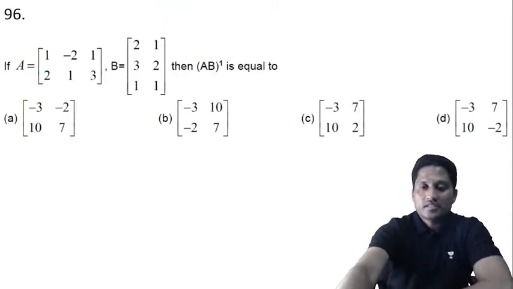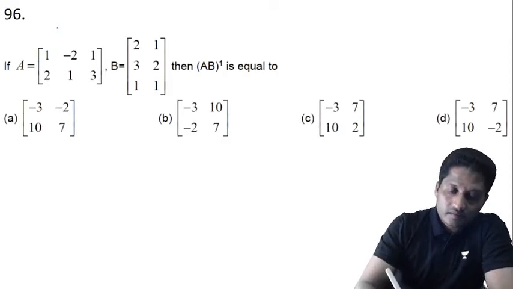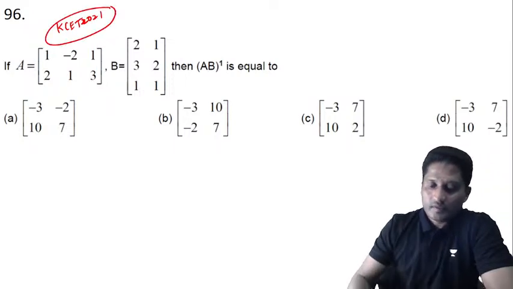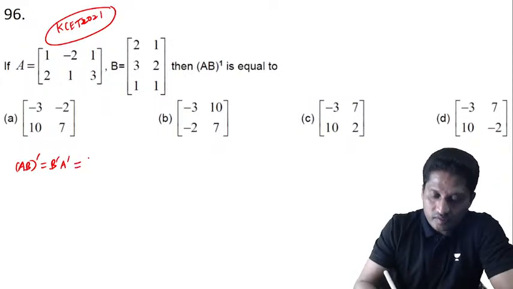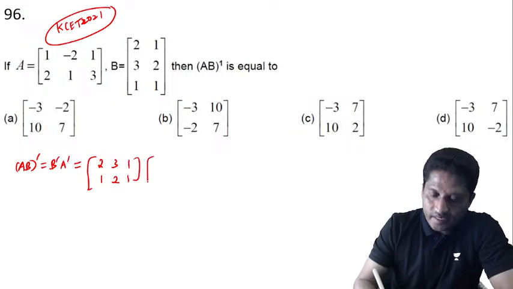Okay, again this is 2021 paper. This is KCET 2021. Okay, very simple question. AB whole transpose, AB whole dash is equal to B dash into A dash. That is reversal law of transposes. B dash will be equal to 2 1 3 2, taking the transpose of B. A dash is equal to 1 minus 2 and 1, 2 1 3.